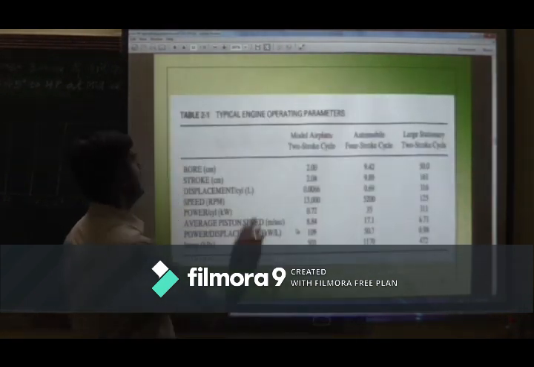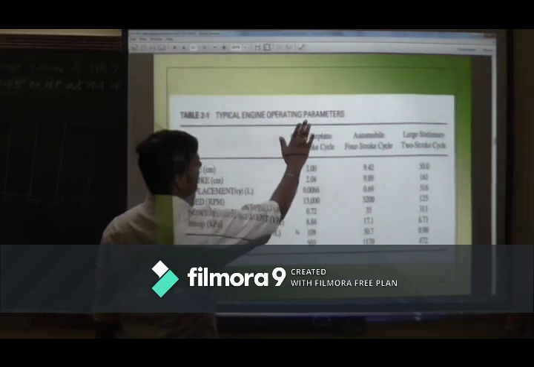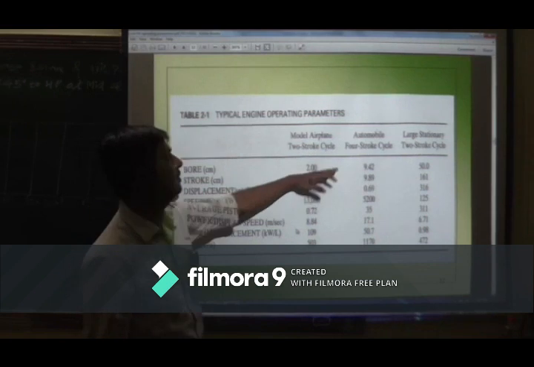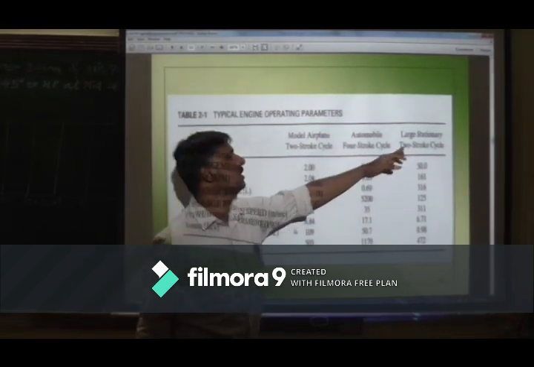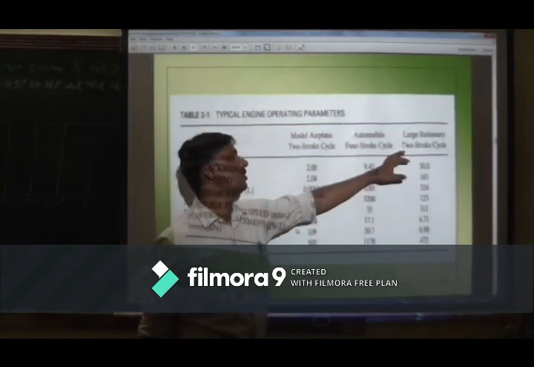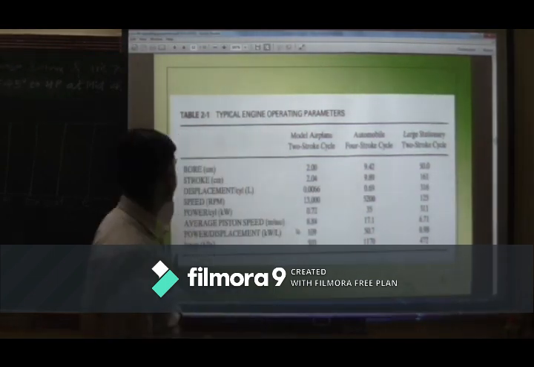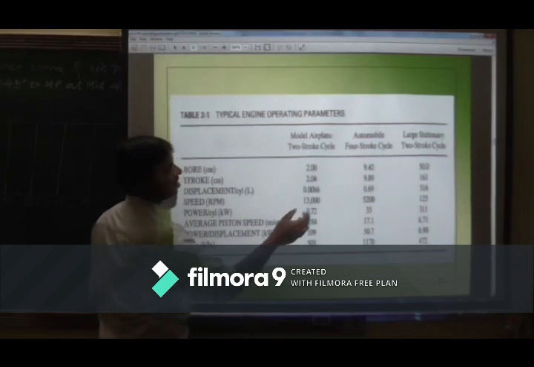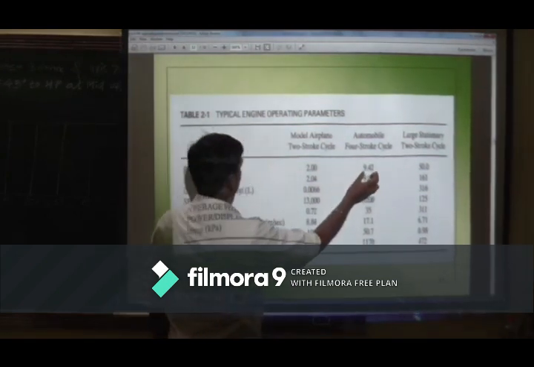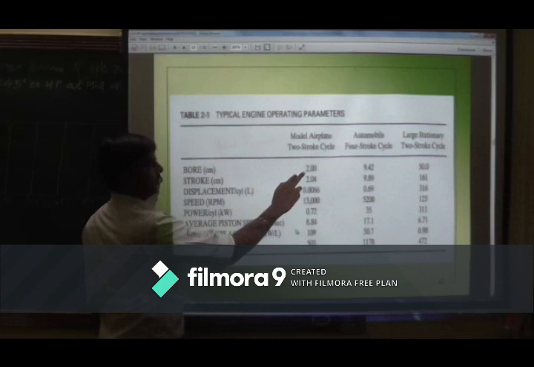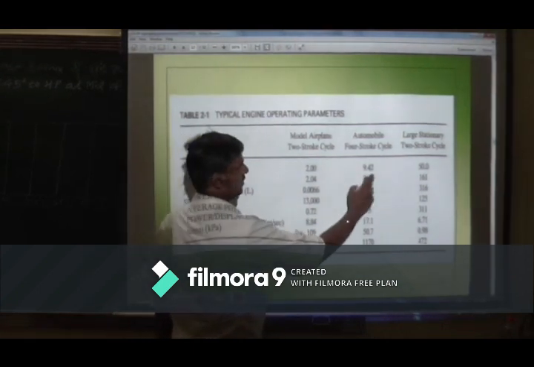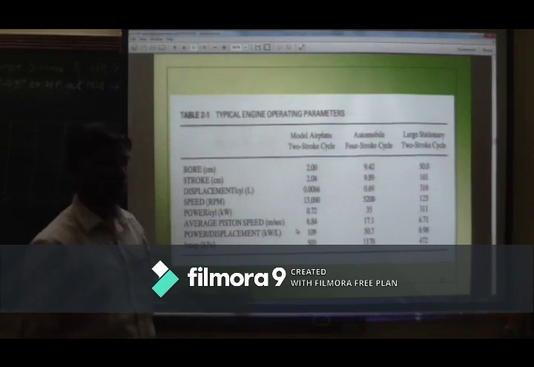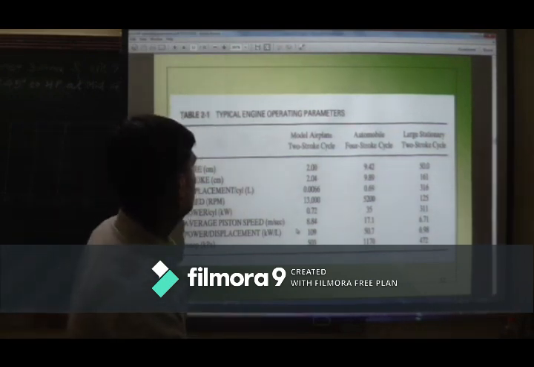So generally we keep these operating parameters. If this is aeroplane, 2-stroke; if it is automobile, 4-stroke; if it is large stationary, 2-stroke, meaning our generators. So how much will be the bore diameter? It is around 2 centimeter here, 9.42 centimeter here, 50 centimeter, like that. So these are the various parameters that we generally use.